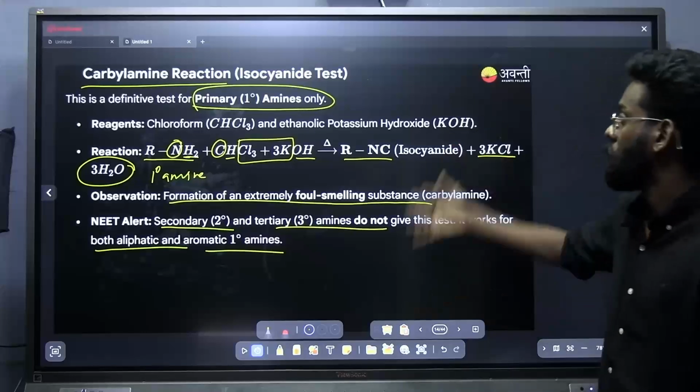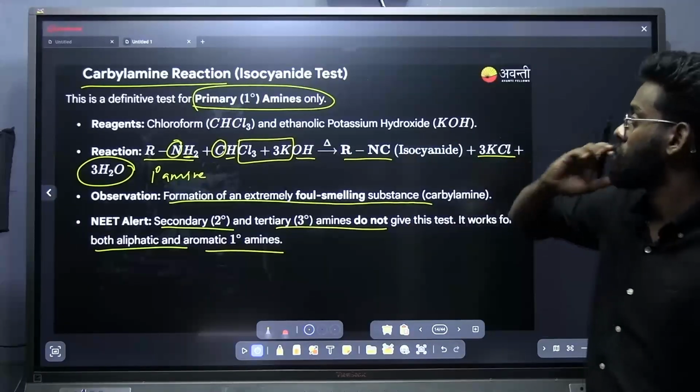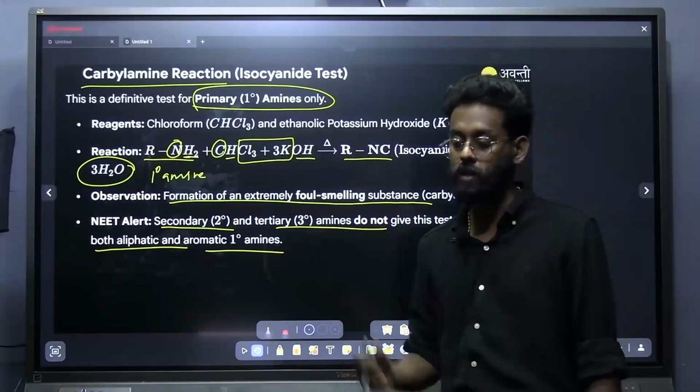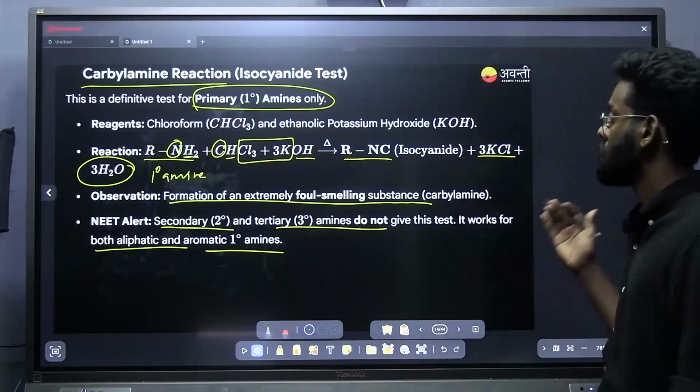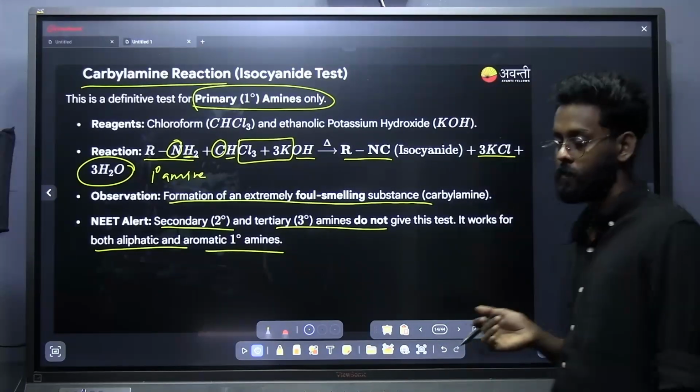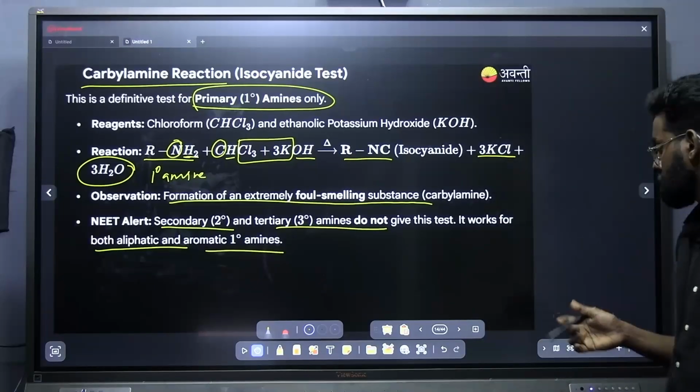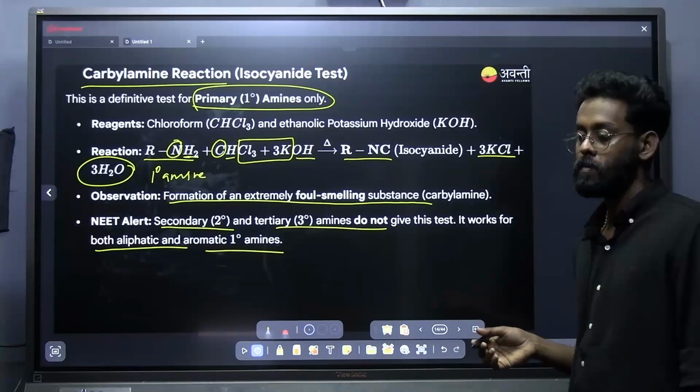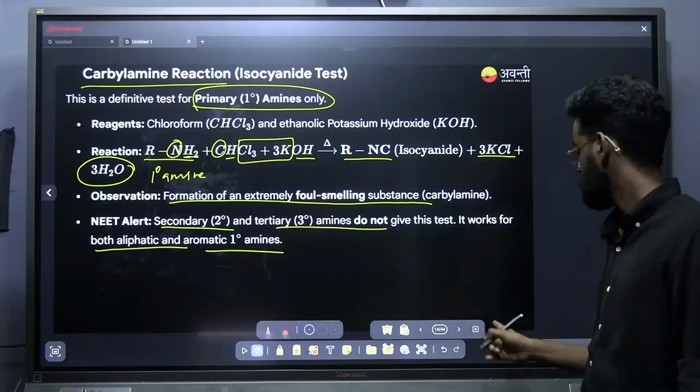Yeah, have you noted down all the points? It's a very important one. The carbylamine test, also called the isocyanate test. Remember the reagent and remember how you can write the product easily. Shall we move on, students? Yes.